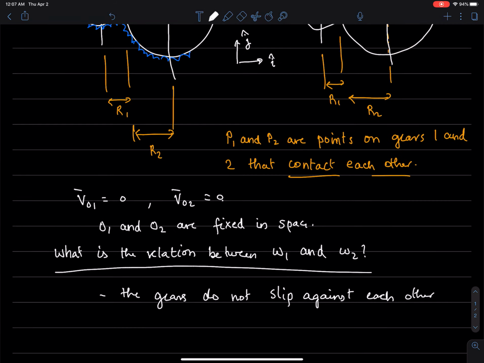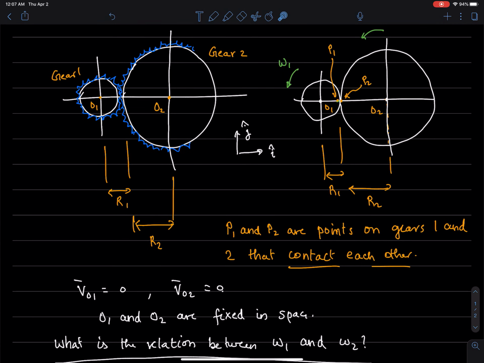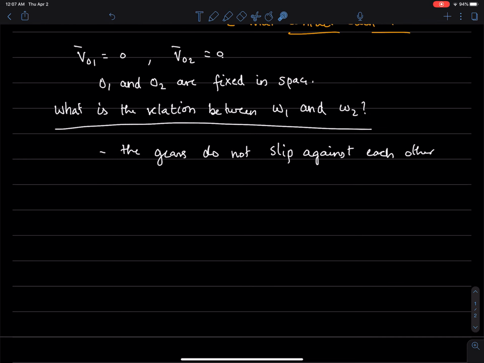So if the gears do not slip against each other, what does that mean? Essentially, it means that the contact points, whatever 2 points contact each other, are going at the same velocity. Okay, that's what we mean by no slip. No slip means the 2 points that are in contact with each other are going at the same velocity. It's not like they have zero velocity, but they're going at the same velocity. If this point P1 goes at some velocity, this point P2 goes at the exact same velocity, so that there is no relative motion between the two, and that relative motion is what we call slip. So no slip implies VP1 equals VP2. Okay, so what is VP1?